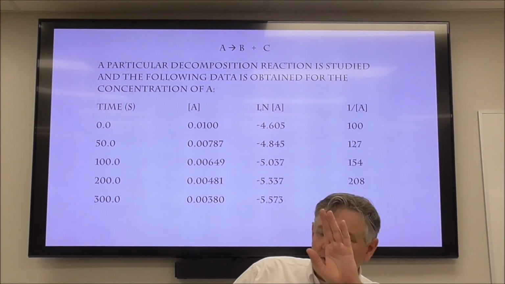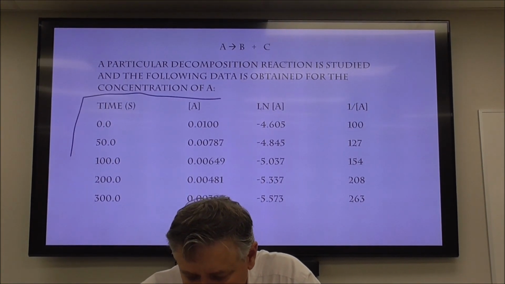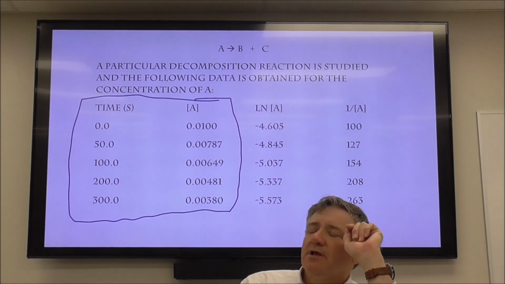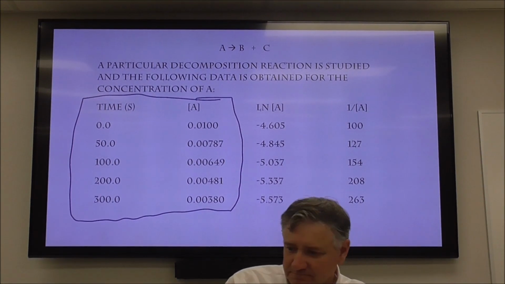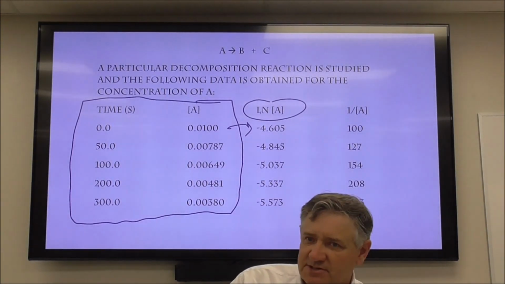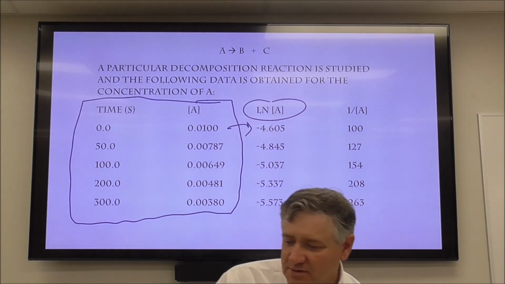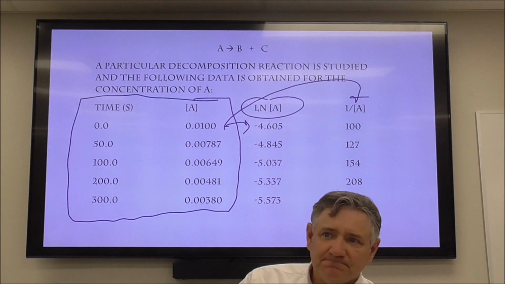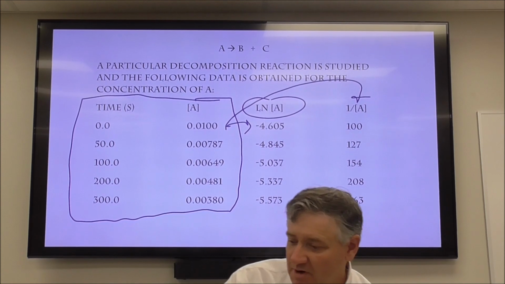So here's what you're given. On a problem like this, you're going to be given a data table of time and concentrations. That's what you have. The very first thing you have to do is take the natural log of these concentrations. The second thing you have to do is generate another column of the inverses of A. There's no shortcut. You have to do that first.